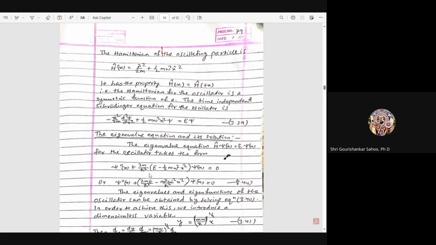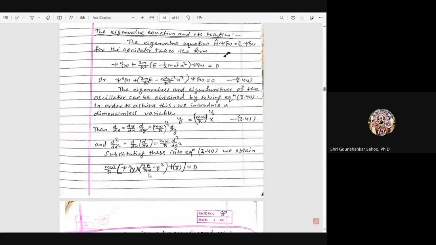Your energy eigenvalue equation and its solution can be obtained as follows. The energy eigenvalue equation Ĥψ = Eψ for the oscillator takes the form ψ'' plus 2m/ħ² multiplied by (E − half m ω² x²) ψ is equal to 0. That is, ψ'' plus (2mE/ħ² − m²ω²x²/ħ²) ψ(x) is equal to 0. The eigenvalues and eigenfunctions of the oscillator can be obtained by solving this equation.